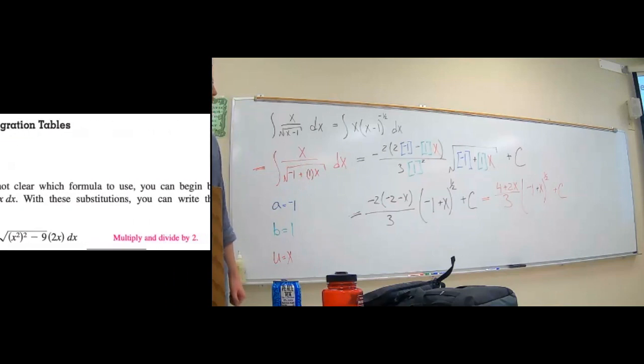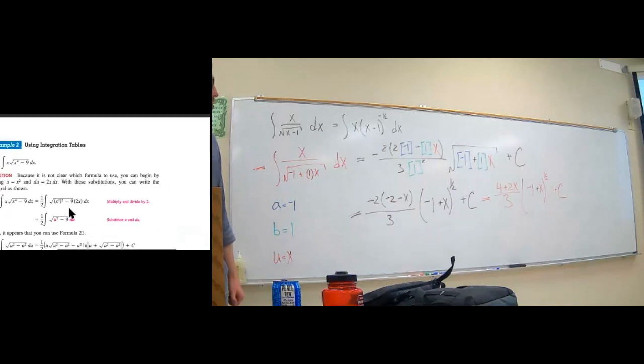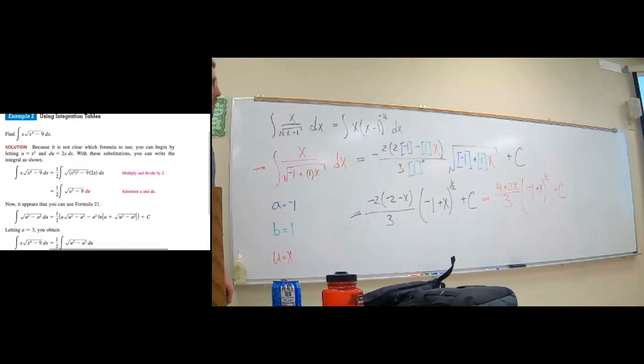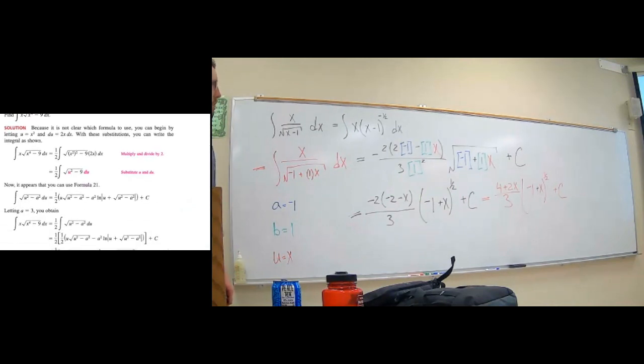So what I'm trying to say is, if we rewrite this using u substitution, we're going to get something that looks like this, right? And once we get this, then we can go through our table and find formula 21. And then we can solve this much more easily.